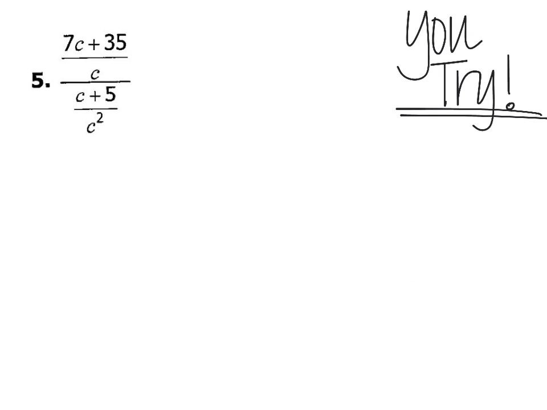Alright, so I want you to try to do number 5 all on your own. Alright, so remember, make sure it's a single fraction in the numerator and denominator. Rewrite it as a division problem. Then multiply by the reciprocal and simplify what's left. Alright, so go ahead and try to do number 5 on your own. When you come back, I'll have the answer written on your screen and we will go through it. So go ahead and pause your video now.